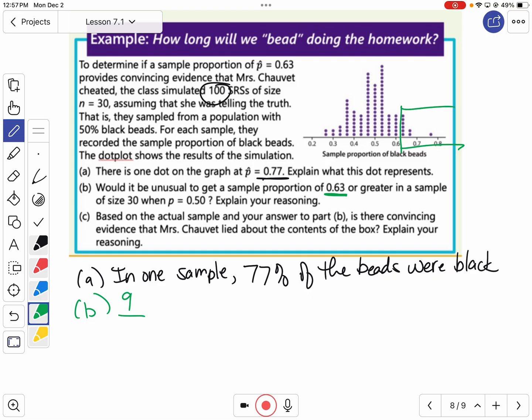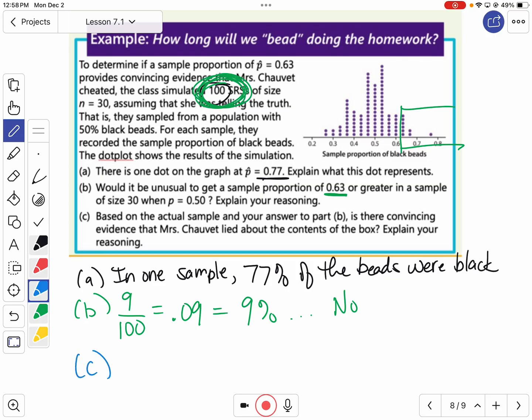And how many dots did they tell me I had up there? 100. So that would be 0.09, which would be what percent? 9%. Is that the number we want? No, we want it to be less than 5. So my answer to this question is no.